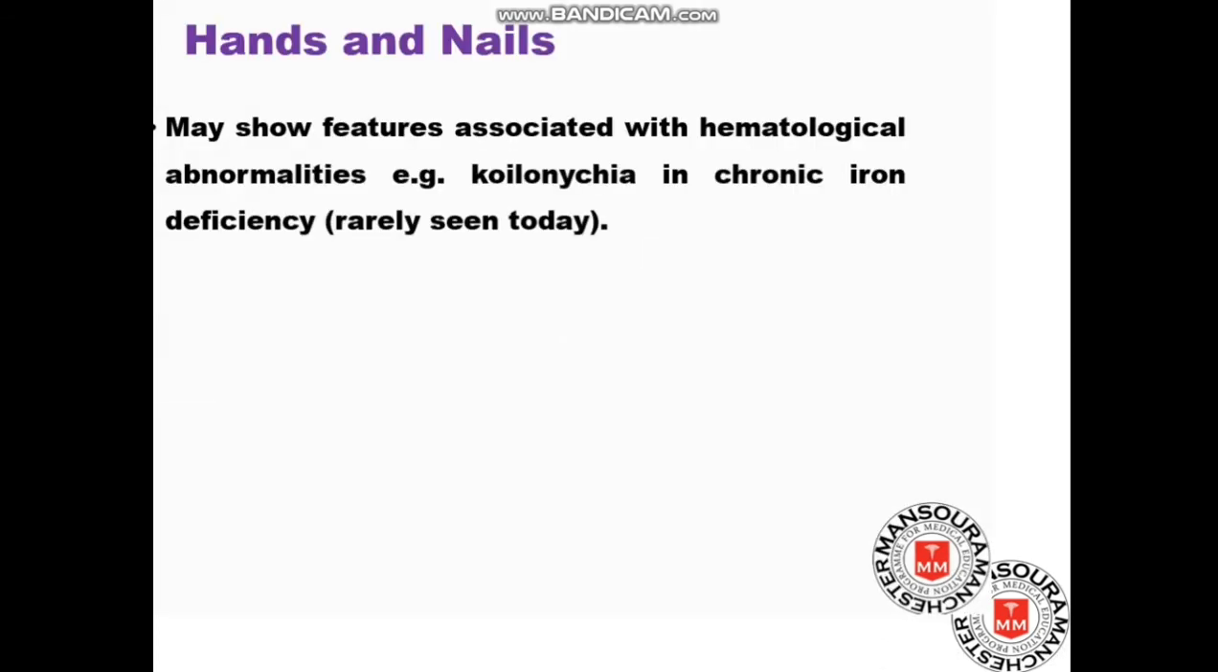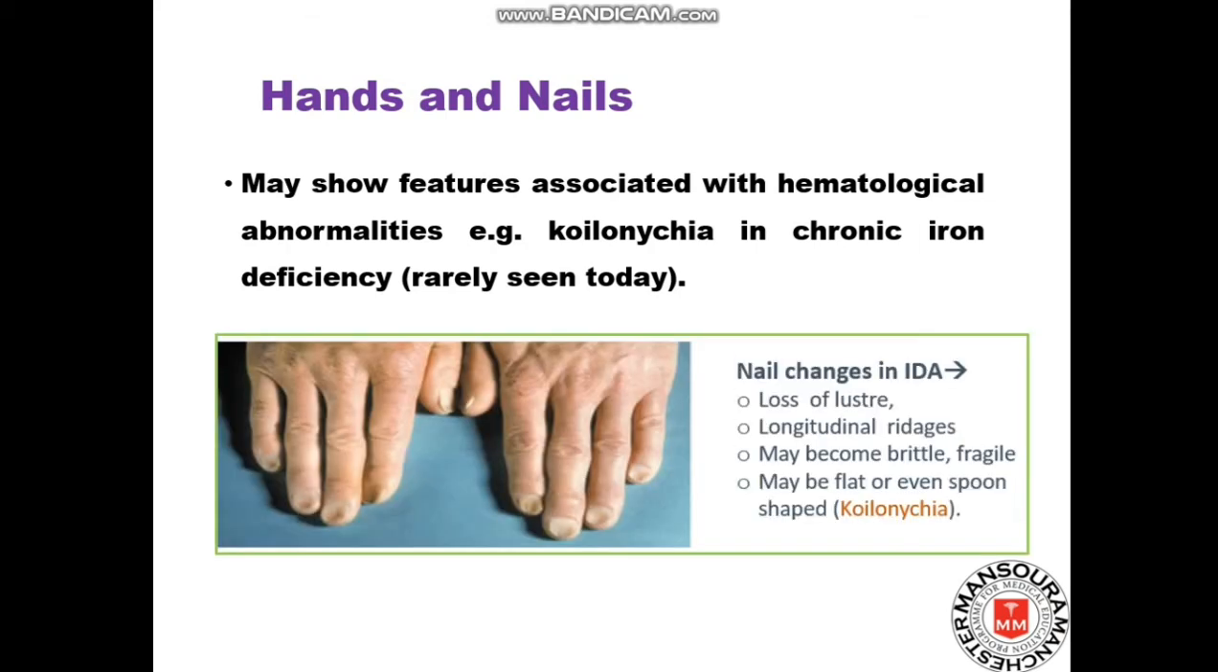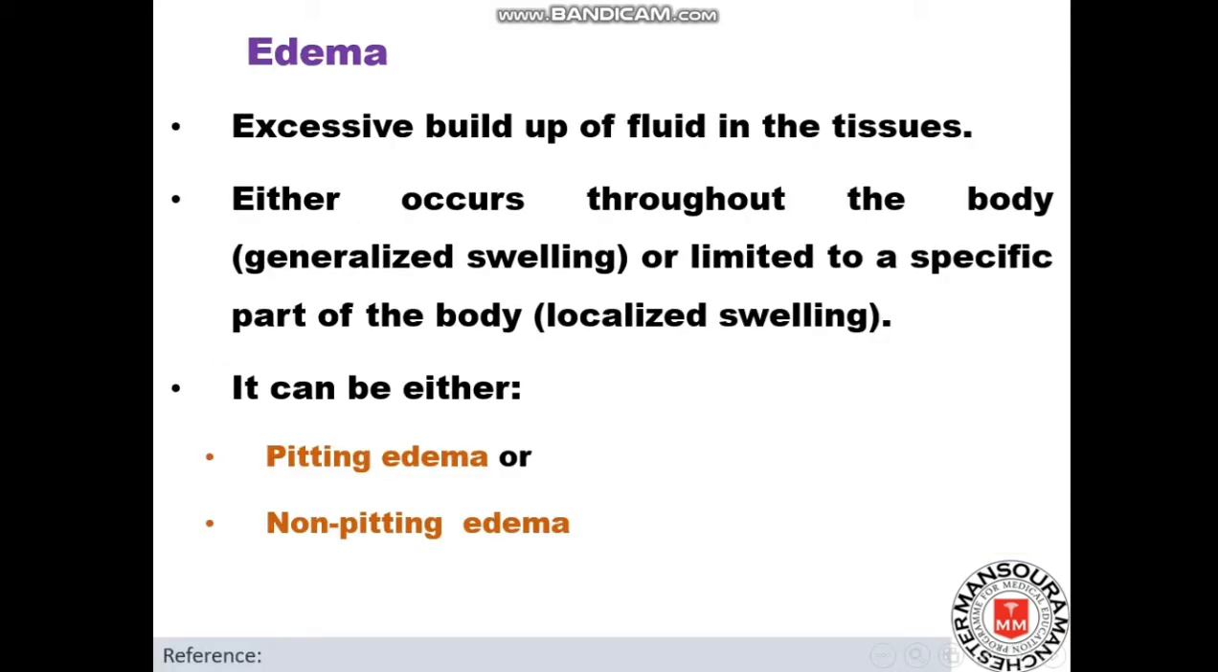Upper and lower limb examination in hematological diseases. Hand and nails may show features associated with hematological abnormalities. For example, koilonychia in chronic iron deficiency anemia is rarely seen nowadays. This figure shows chronic iron deficiency anemia and nail changes in the form of loss of luster and longitudinal ridges. Nails may become brittle, fragile, and may be flat or even spoon-shaped, koilonychia.